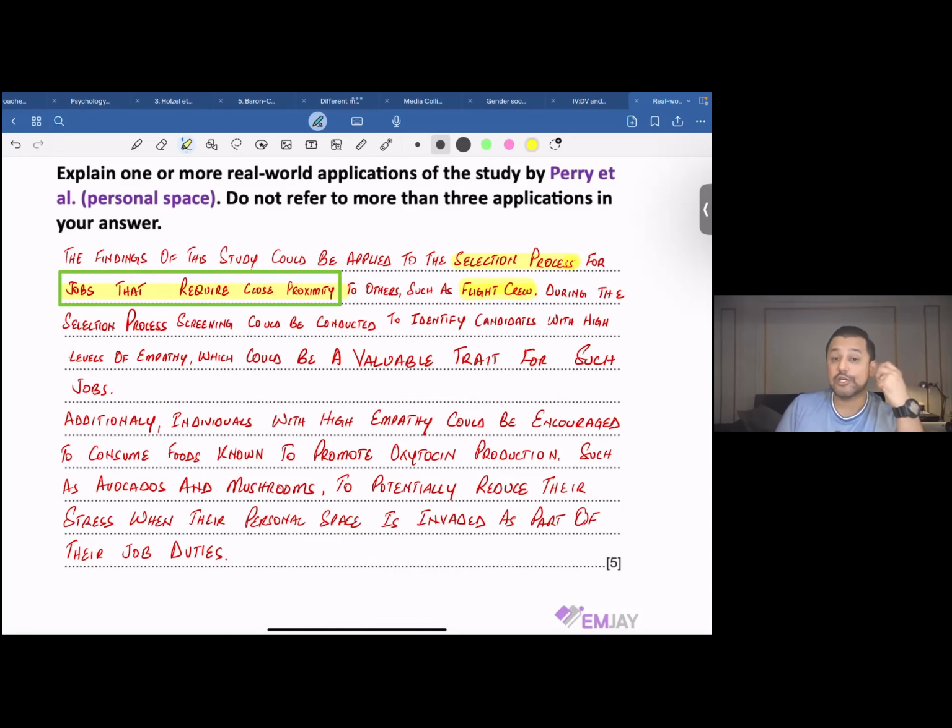That is one example. Additionally, individuals with high levels of empathy could be encouraged to consume foods that are known to promote oxytocin. Now, there are certain foods that are known to be abundant with oxytocin. For instance, we could talk about avocados, we could talk about mushrooms, to potentially reduce stress when the personal space is invaded as part of their job duties. So you could use these examples.